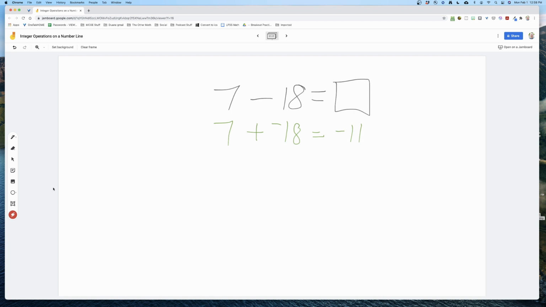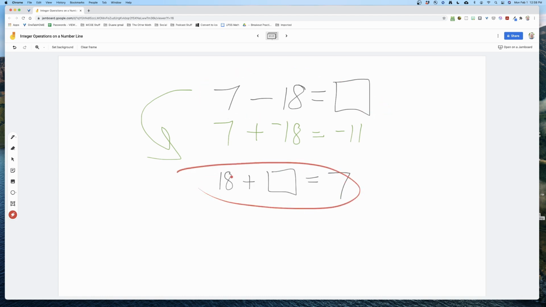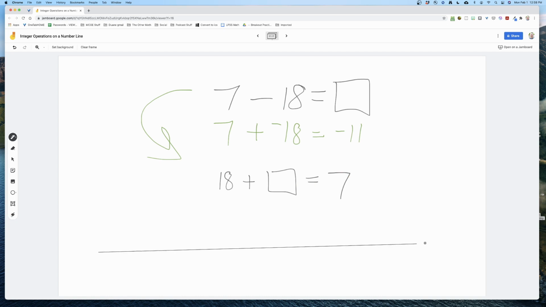Now, if we're not sure, we can rewrite that subtraction problem as an addition problem with a missing addend, remember? So we have 18 plus what gives us 7. That's how we could rewrite this subtraction problem as an addition problem with a missing addend. 18 plus what gives us 7. All right, and we can model that on our number line.